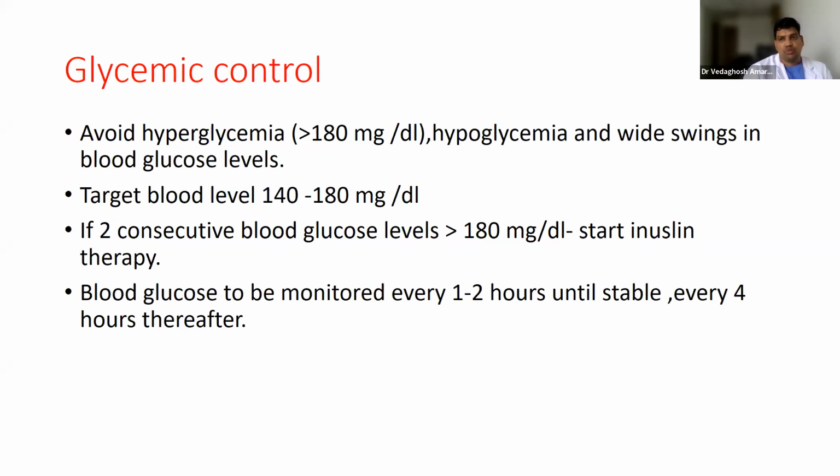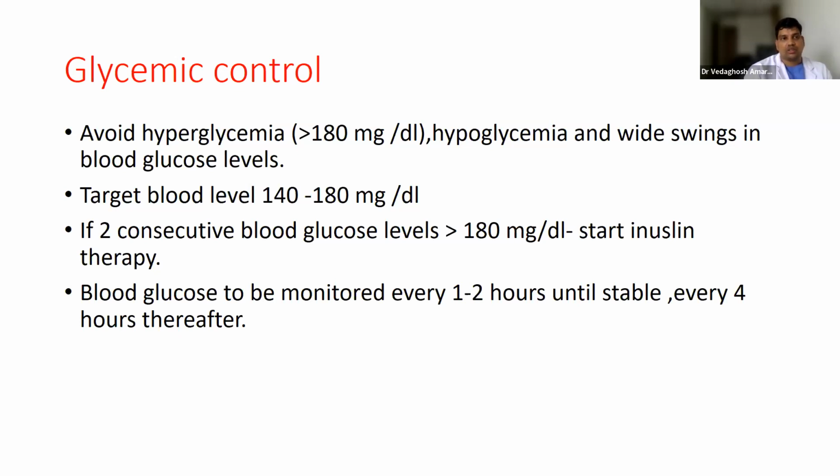There should not be wide swings in blood glucose levels. The target blood glucose should be around 140 to 180 milligram per deciliter. If two consecutive blood glucose levels are greater than 180 milligram per deciliter, start insulin therapy, and blood glucose has to be monitored every 1 to 2 hours until stable, and once it becomes stable, you have to measure every 4 hours thereafter.